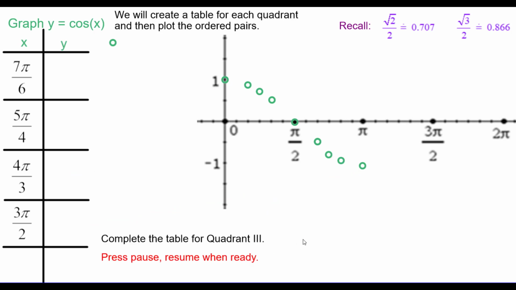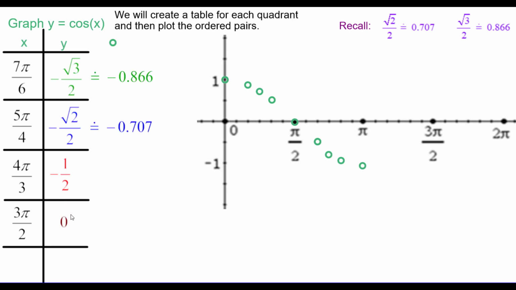Copy and complete the table for quadrant 3 and press pause. Resume when you're ready. And these are the values that you should get. Plot the points, press pause, resume when you're ready.